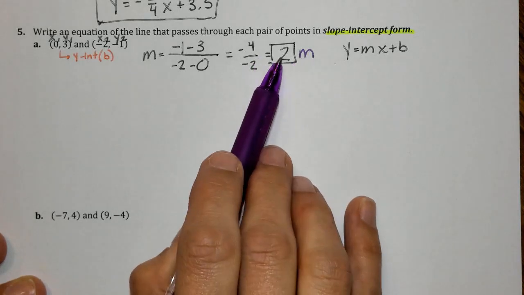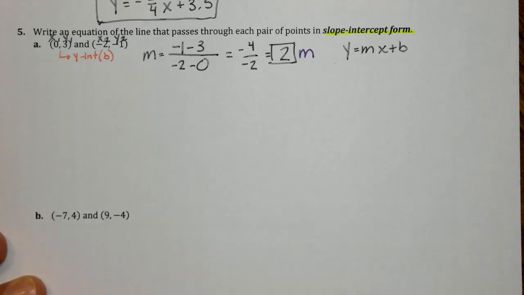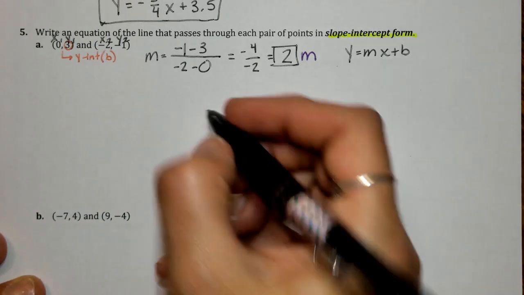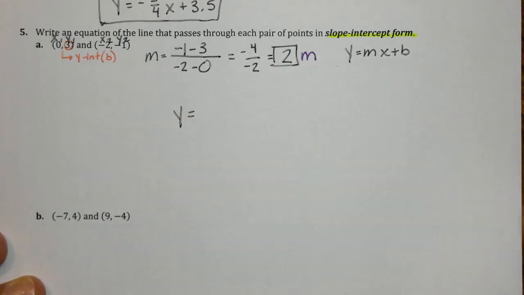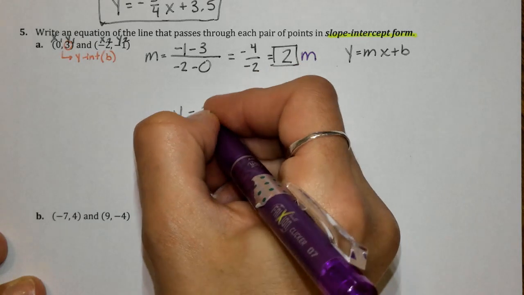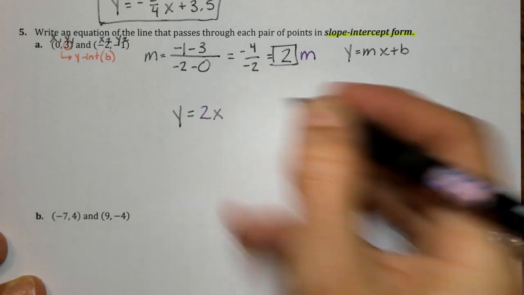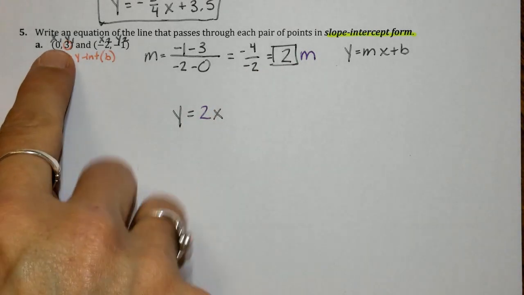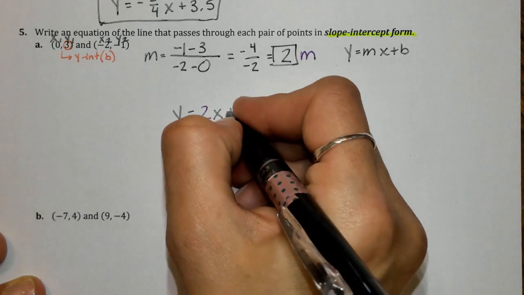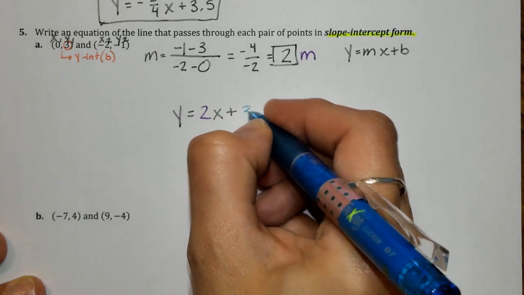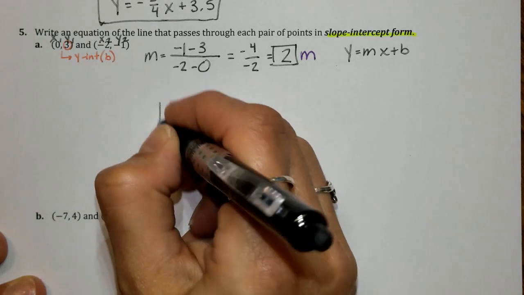Now we have m as 2 and we have b as 3. So all we need to do is plug into y equals mx plus b. Y equals 2x. And then b is a positive 3, so we just do plus that positive 3. And there's our answer.